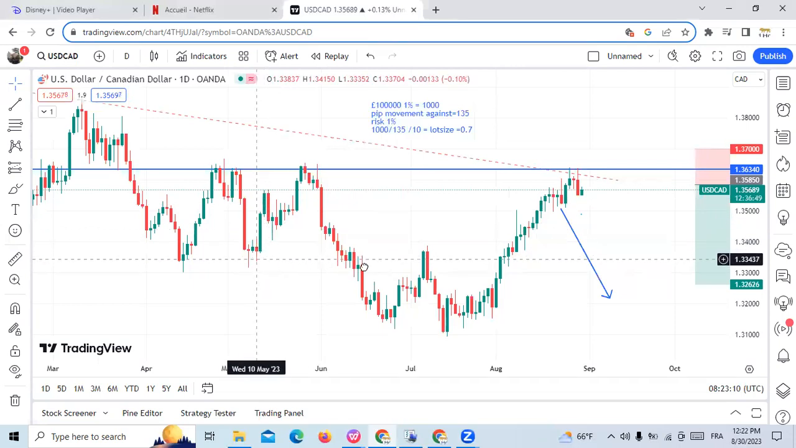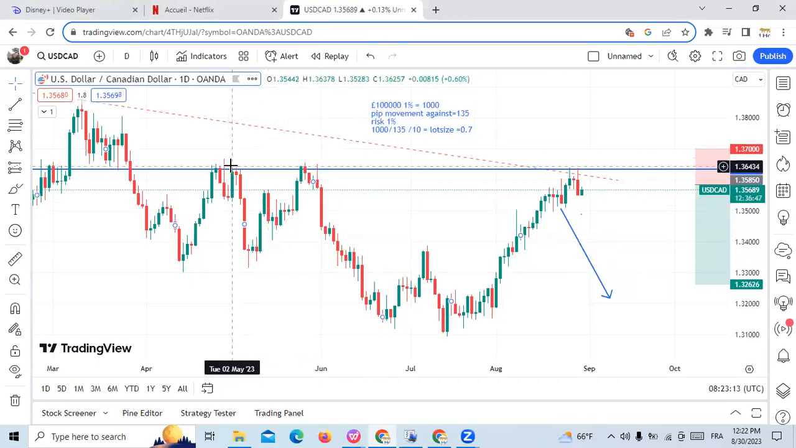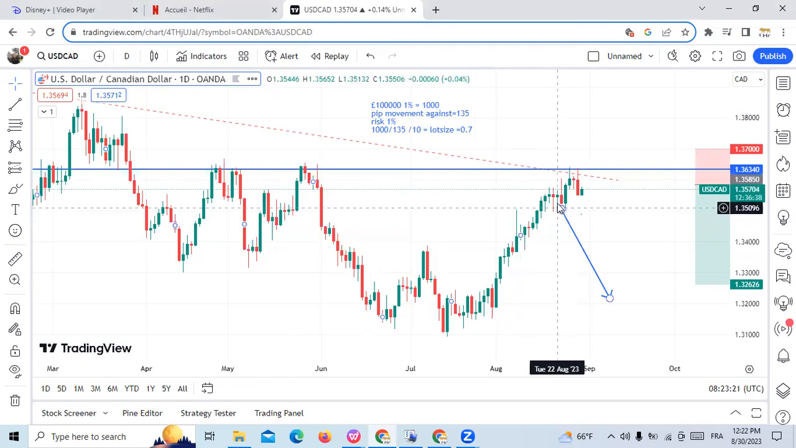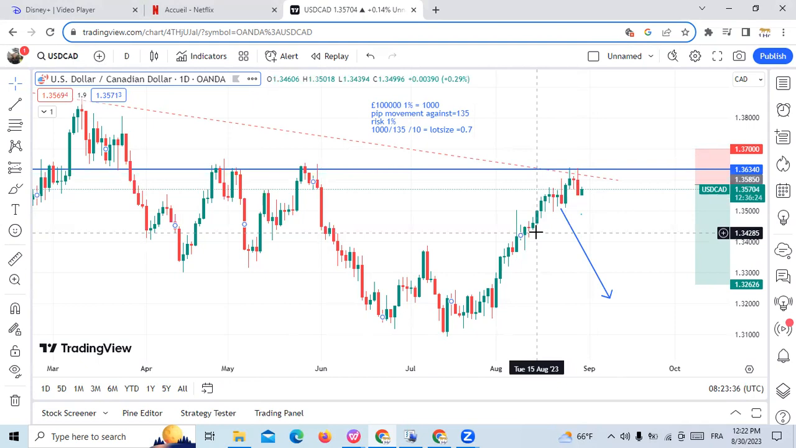This currency pair is in a downtrend, and another important thing is that we are on a daily time frame. So every candle or candlestick that develops on this time frame takes 24 hours to develop. This red candle right here that I'm pointing to took 24 hours to develop, and every other candle on this time frame takes 24 hours.